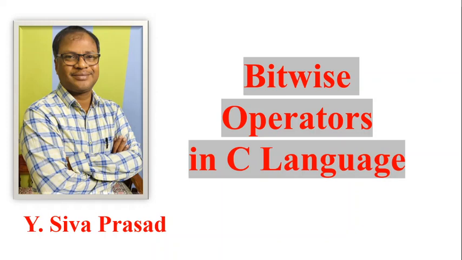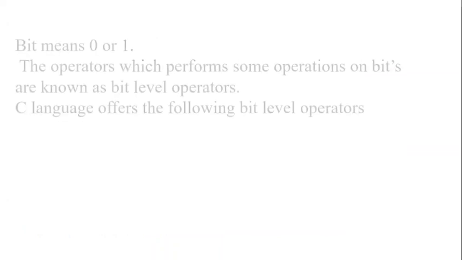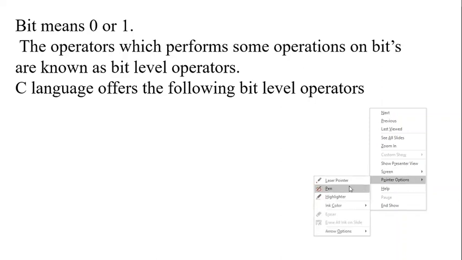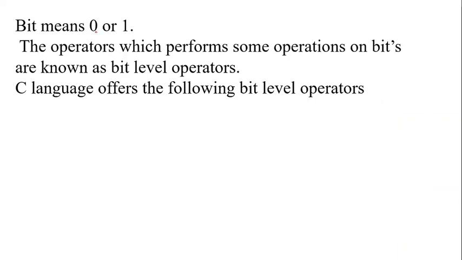Okay, let us enter into the subject, bitwise operators. Before entering into the bitwise operators, first you need to have some idea about bit. Bit means 0 or 1. In the binary level language, computers are following binary level language. The binary level language consists of zeros and ones. You call it a bit. So the operators which perform operations on these bits are known as bit level operators.